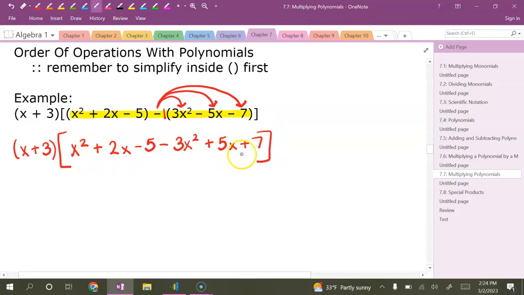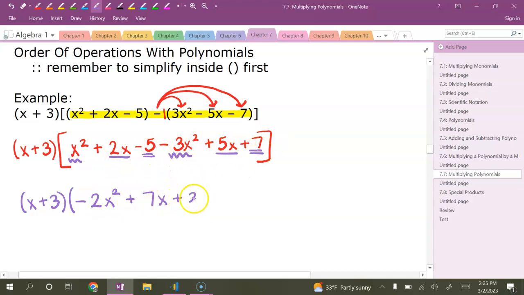Now, on the inside here, I'm going to look for like terms. So I see an x squared and a negative 3x squared. I see a 2x and a 5x. I see a negative 5 and a 7. And so those are going to be my like terms that I'm going to want to combine. So again, I'm going to drop down the x plus 3. And then in here now, x squared and the negative 3x squared would be negative 2x squared. 2x and 5x would be 7x. Negative 5 and 7 would be 2.